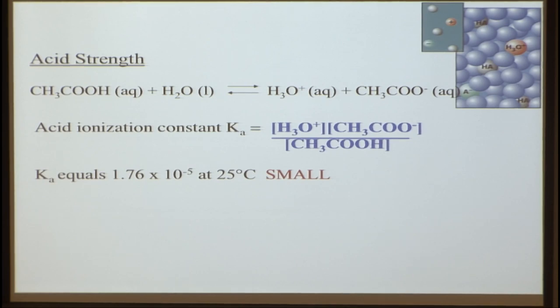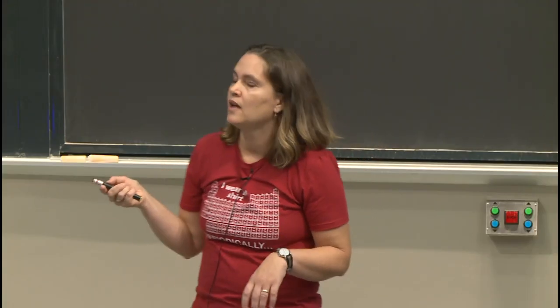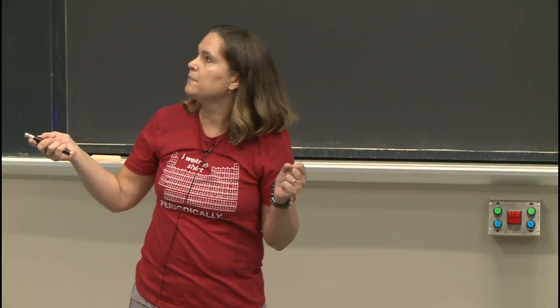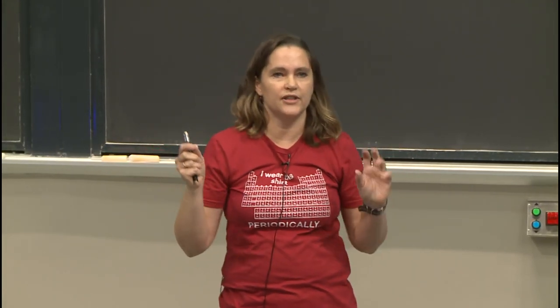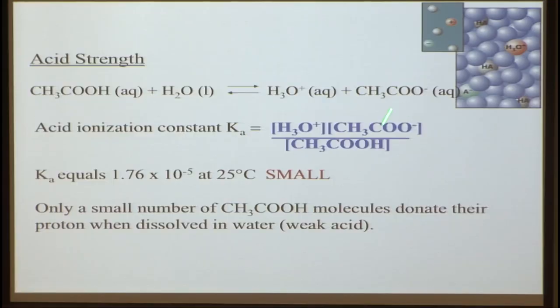So when a Ka is small, it means that very little of it is ionizing. And so only a small number of our acetic acid molecules are donating their proton when they're dissolved in water. So that's the definition of a weak acid when it has a very small Ka. It's not ionizing very much. Now, in doing these units, a lot of people get hung up on the names of the different acids. One of the first steps in solving a problem is to write the equilibrium expression out. But don't get hung up with that.